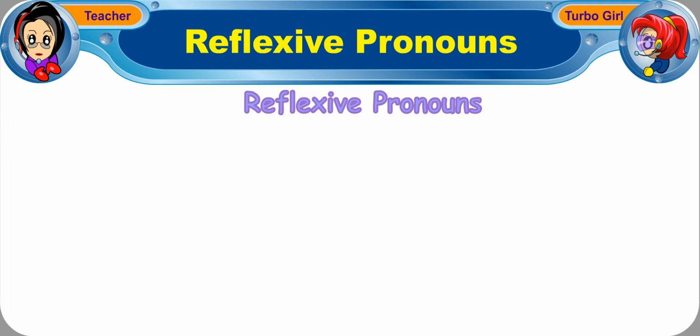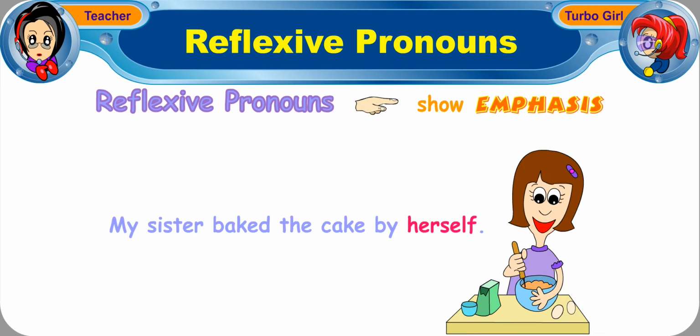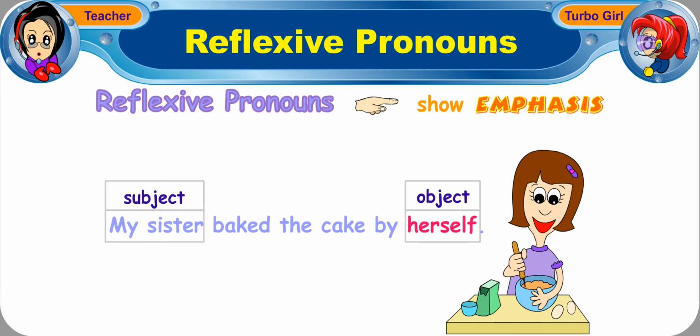We also use reflexive pronouns to show emphasis. For example, my sister baked the cake by herself. We use the reflexive pronoun herself in this sentence to make it obvious that my sister and not anybody else was the person who baked the cake.